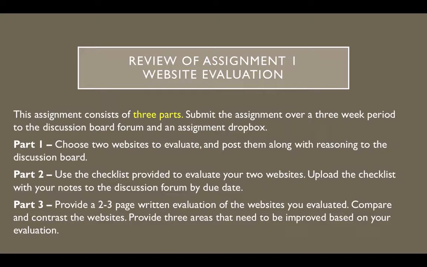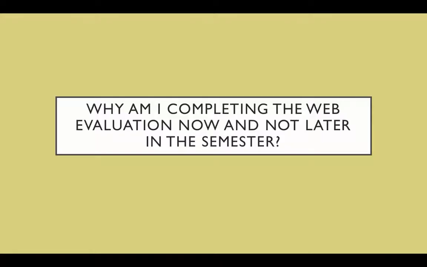And then part 3, you're going to take your checklist and your notes, everything that was completed in part 2, and you're going to transform that into a narrative, into a 2 to 3 page written evaluation of the websites you evaluated. So I don't want to see bullet points, no more checklists. I want you to give me a summary, a report of what you learned using the checklist. I want you to compare and contrast the websites, and I want you to provide 3 areas that need to be improved based on your evaluation, okay? All the details, again, are in that assignment details folder.